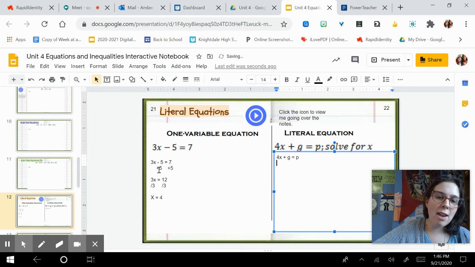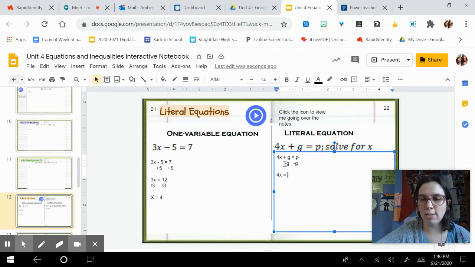So remember, we added 5 over here. Well, we're going to do the exact same thing, except it's the g in the same spot, and it's a plus g. So what's the opposite of plus g? Minus g. Okay, so 4x equals, well, g minus g, like negative 5 plus 5, cancels out. So we have left p minus g. Now, can we combine those two things? No, we cannot. P and g are not the same variable. They're not like terms, so we cannot combine. So I just bring them down. P minus g. Bring them down like you see them.